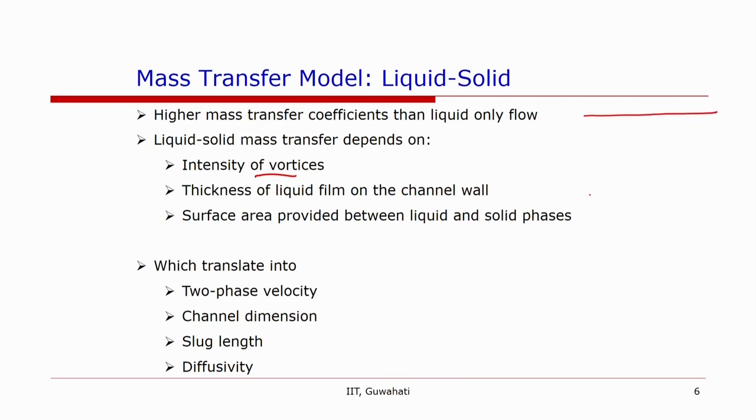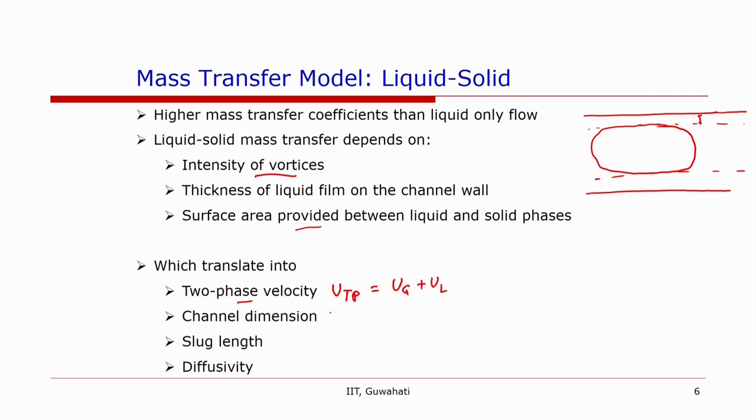And then we have this configuration of the Taylor bubble, where the bubbles and slugs move on a thin film. So it will also depend on the thickness of the liquid film on the wall and the surface area between the liquid and solid phases. In the parameters that we study, this will translate to the two-phase velocity UTP, which is the sum of the superficial velocities of gas and liquid, the dimension of the channel D, the length of the slug, and the diffusivity D.